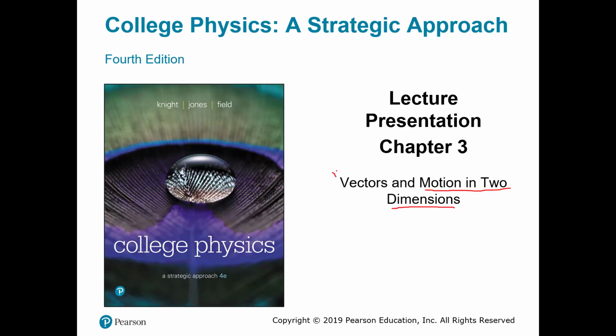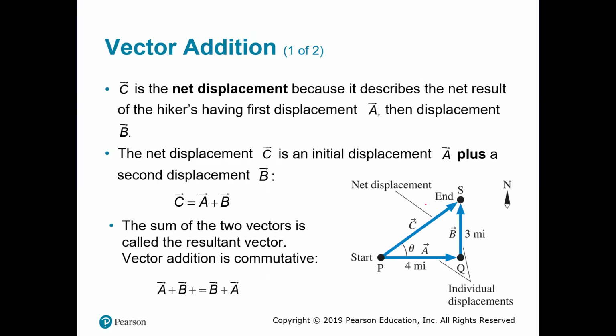So let's start with the vector first. I believe everybody understands the vector, right? What is a vector? A vector has two quantities, which is called magnitude and a direction.